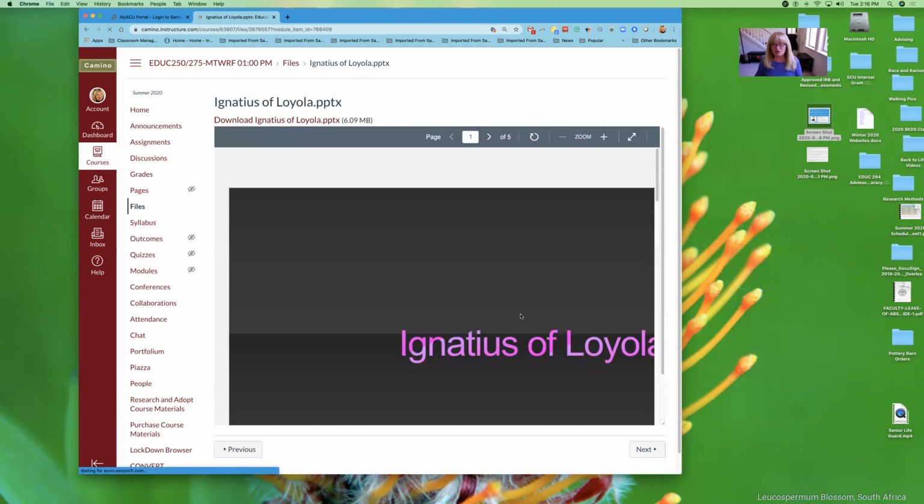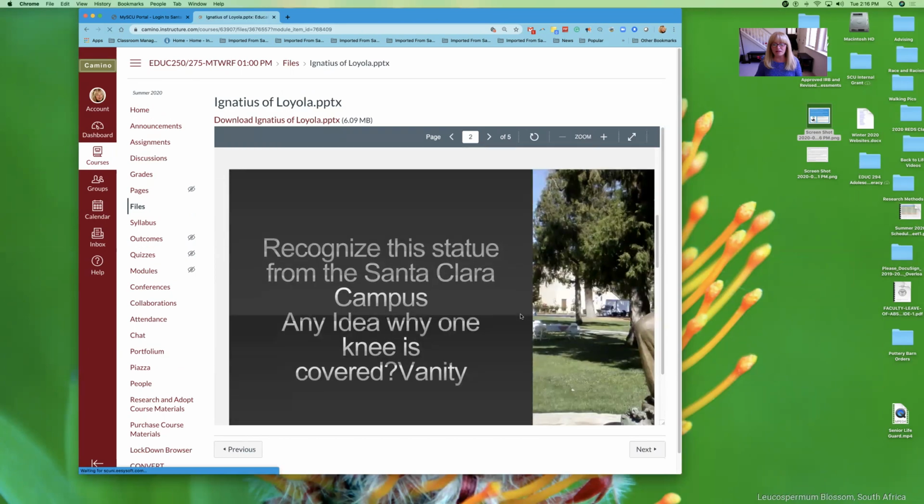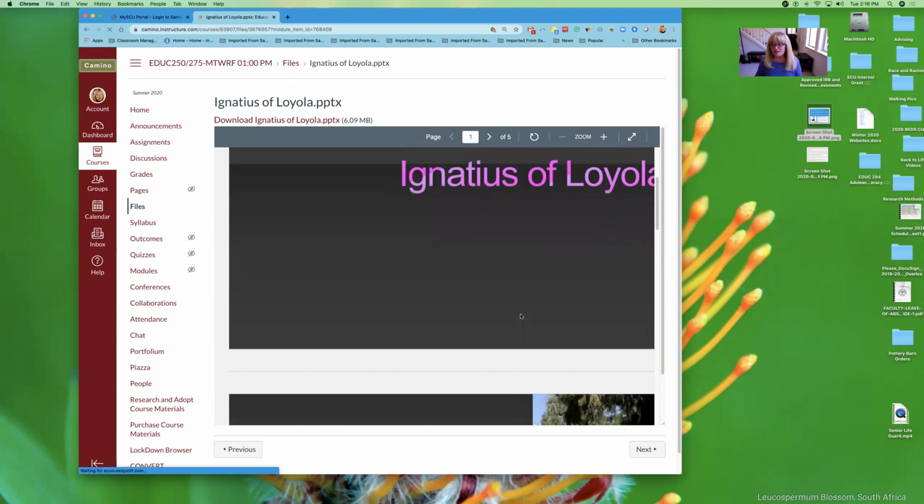And here is a little PowerPoint, again, that's talking about other aspects of the life of St. Ignatius, basically his childhood experiences. What was his childhood like? Click the next button.